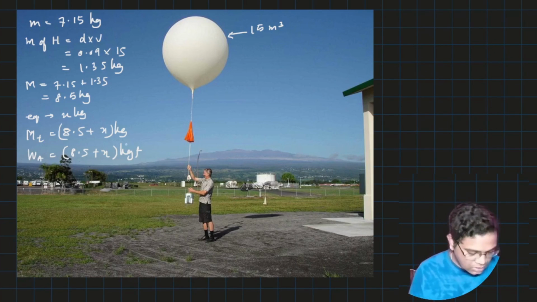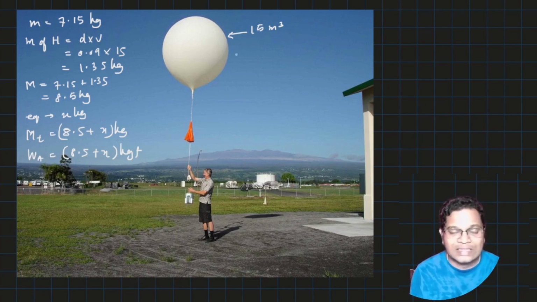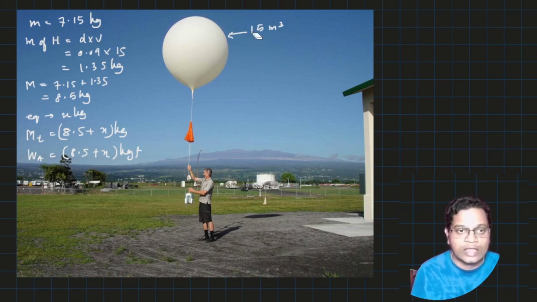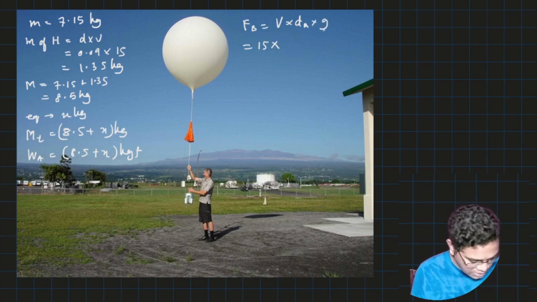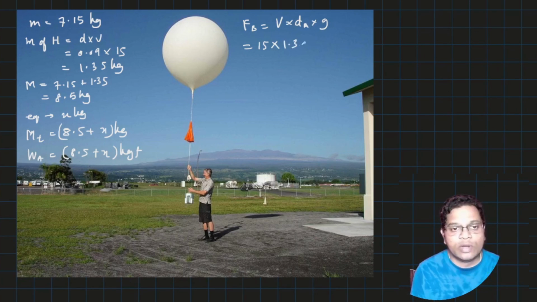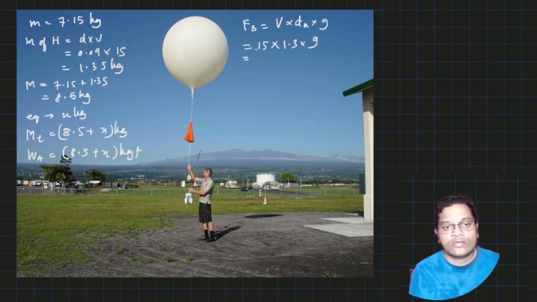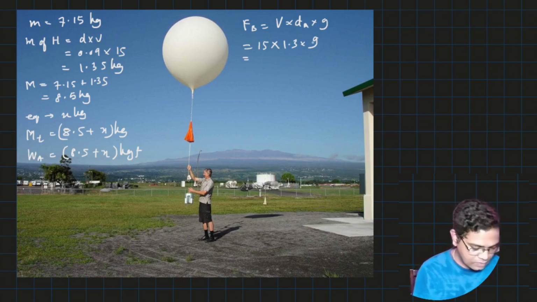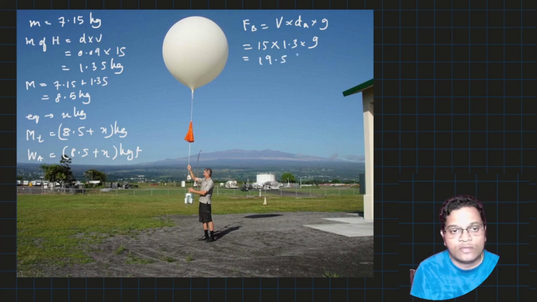Now this balloon, which is filled with hydrogen, is displacing air, and therefore the upthrust that the balloon will get will be the volume of the balloon times density of air times gravity, which is 15, and density of air is given to be 1.3 into g. So therefore it gives us 19.5 kilogram force as the upthrust.